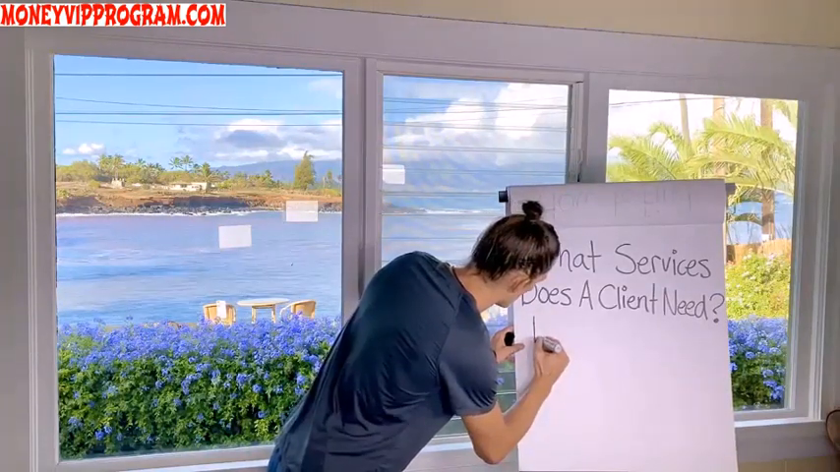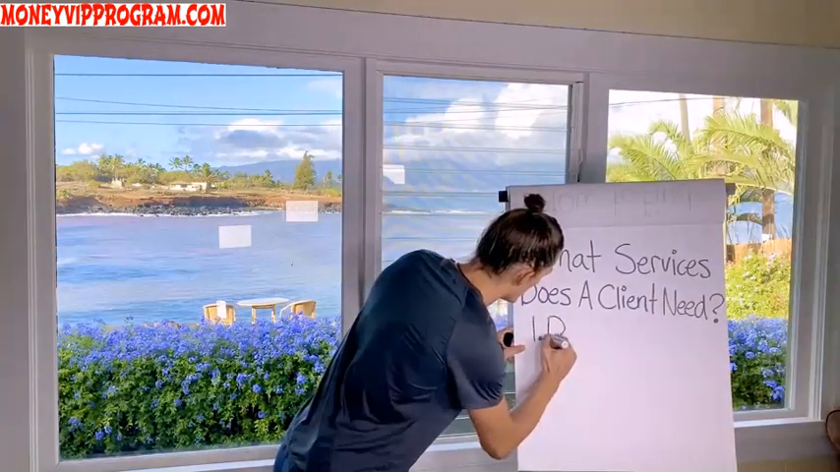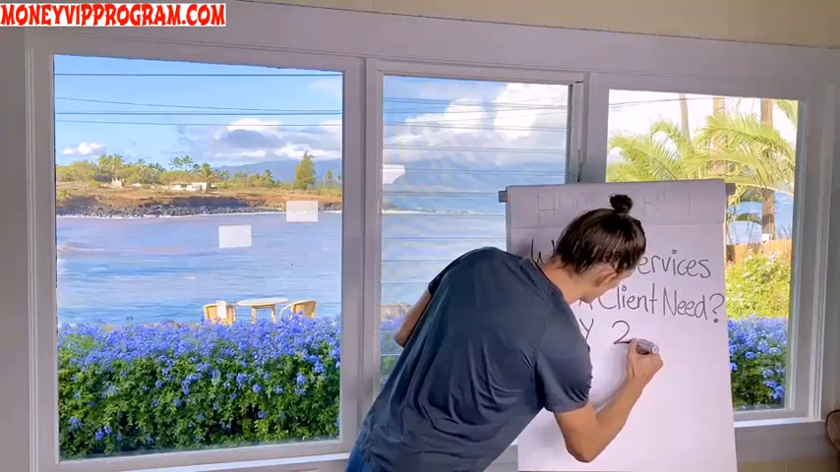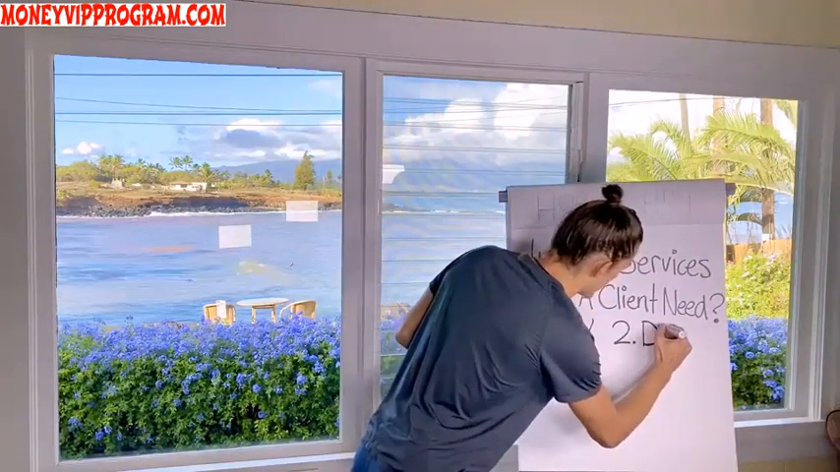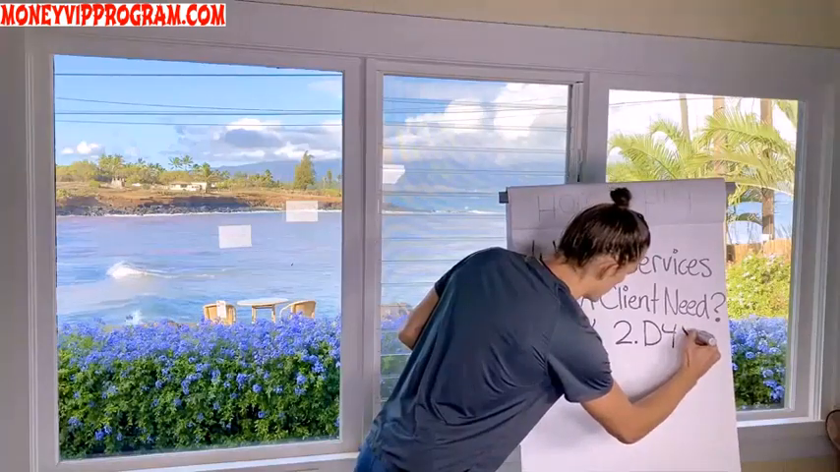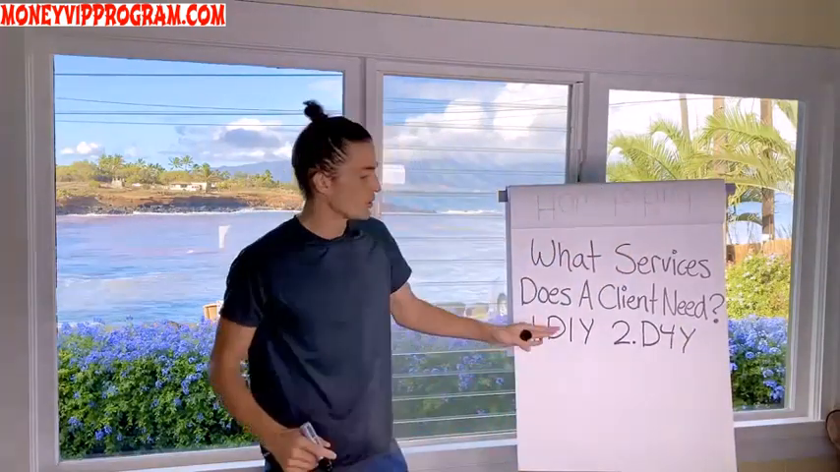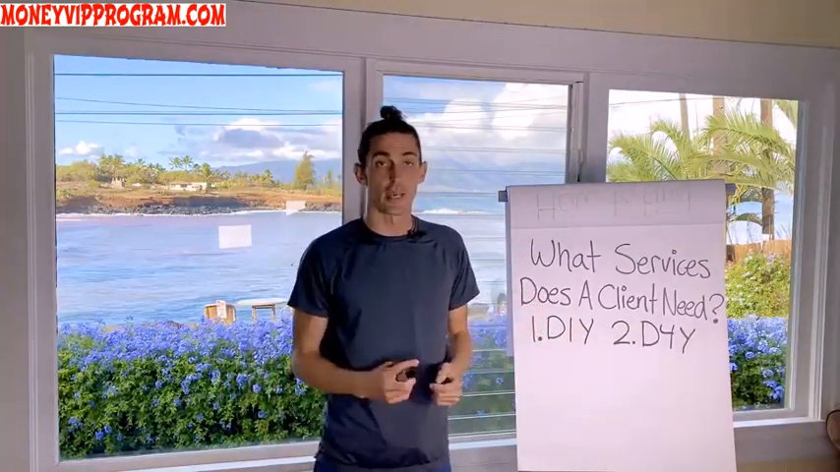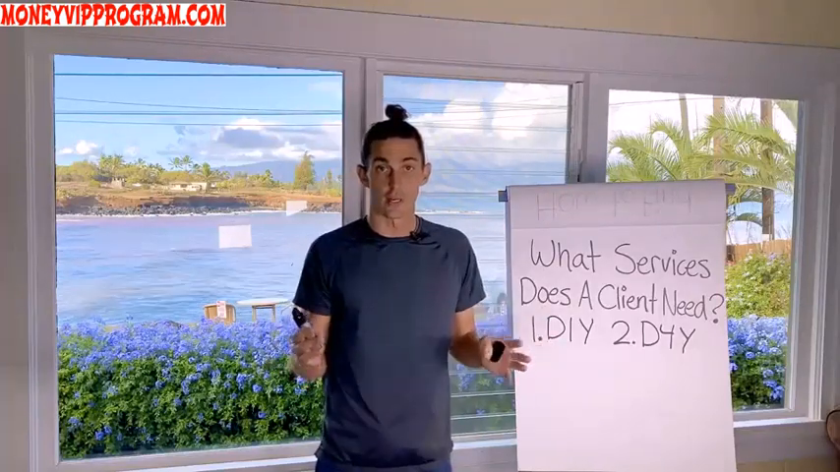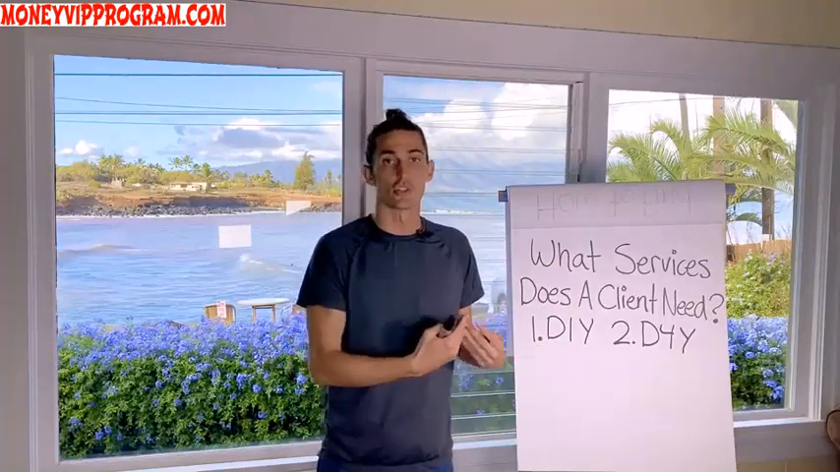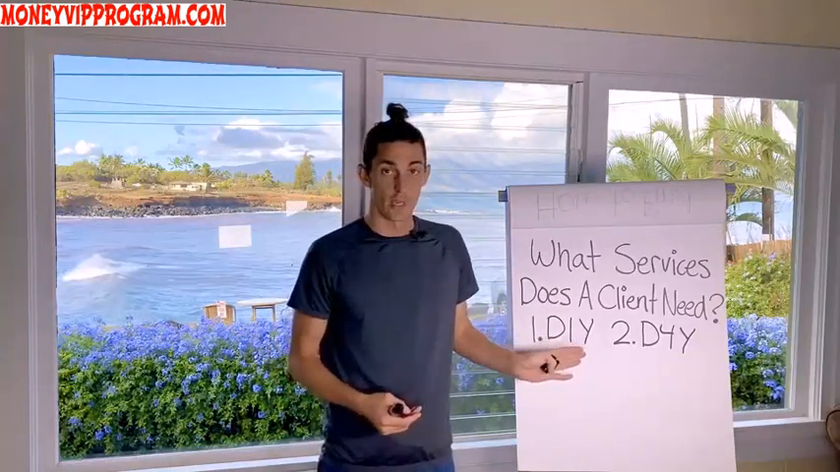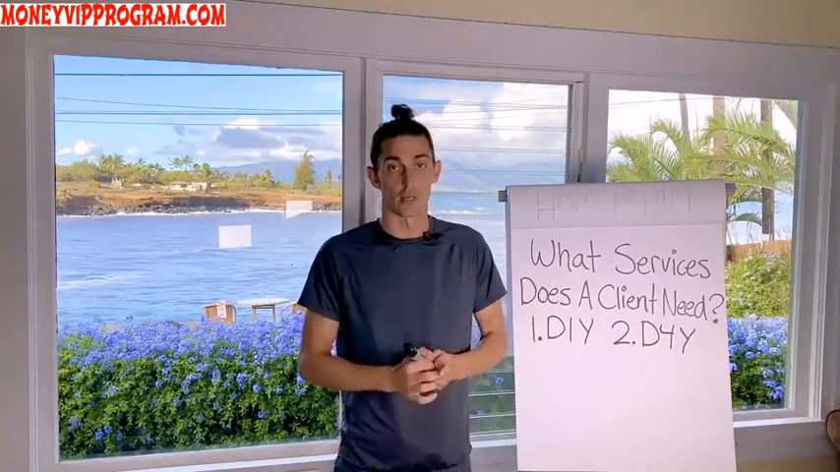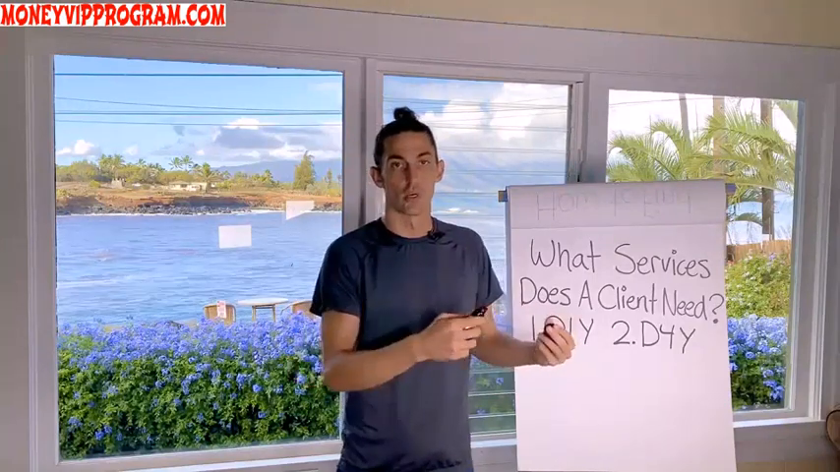So number one is going to be DIY, do it yourself. And number two is going to be a done for you service. I'll put D for Y, okay? Do it yourself and done for you. So do it yourself means the client is going to be doing it, and that's really what we're focusing on in this entire course, is how to consult with clients so they can do it themselves, right? Done for you is going to be more on the social media marketing side of things, right? Where a client is going to pay you to actually do the work for them, right?